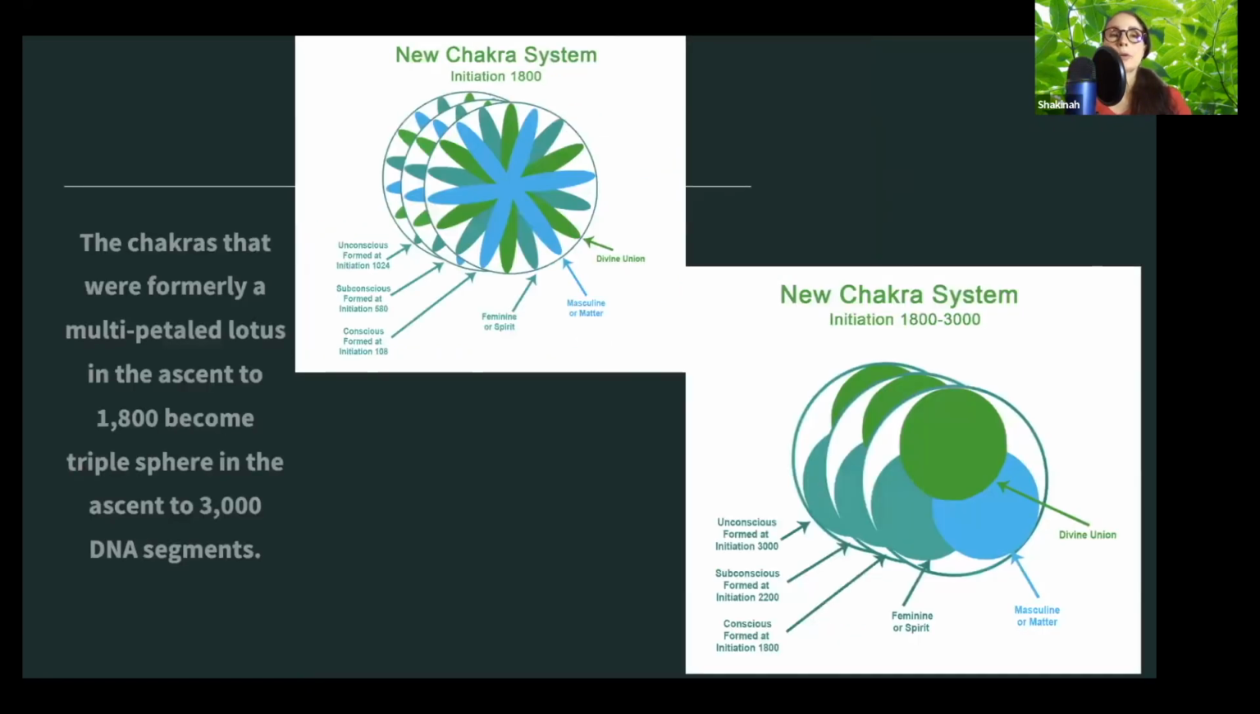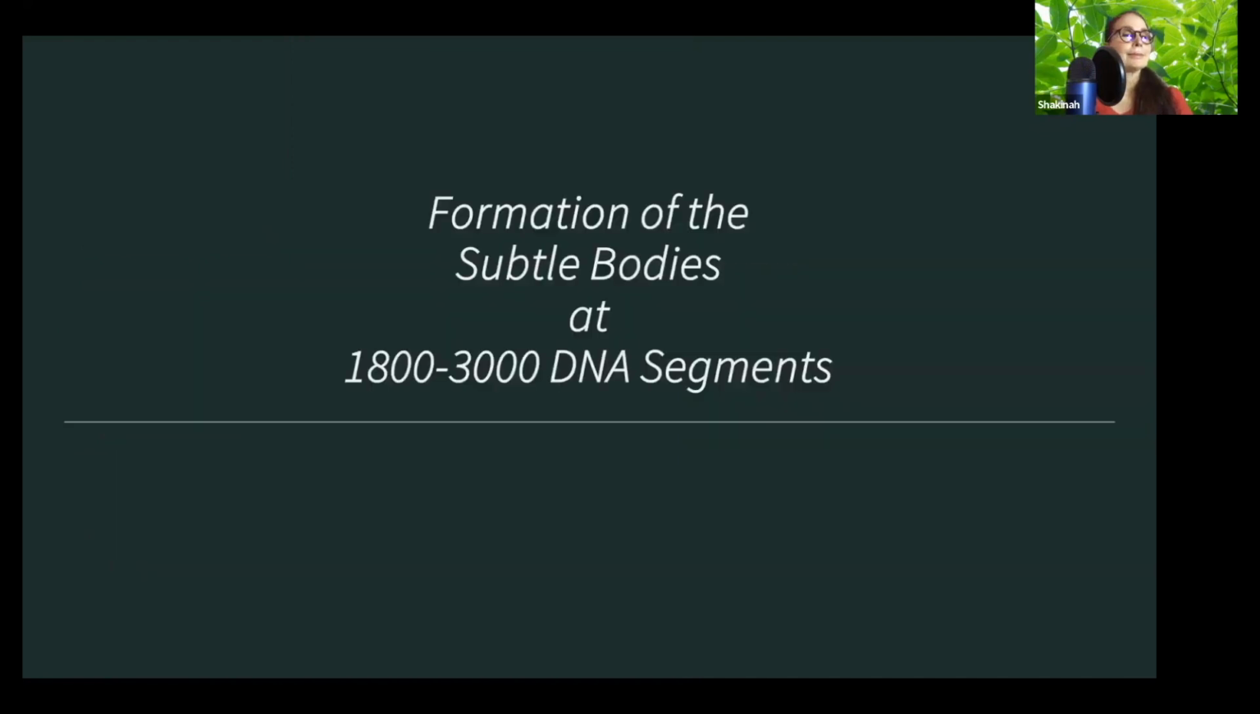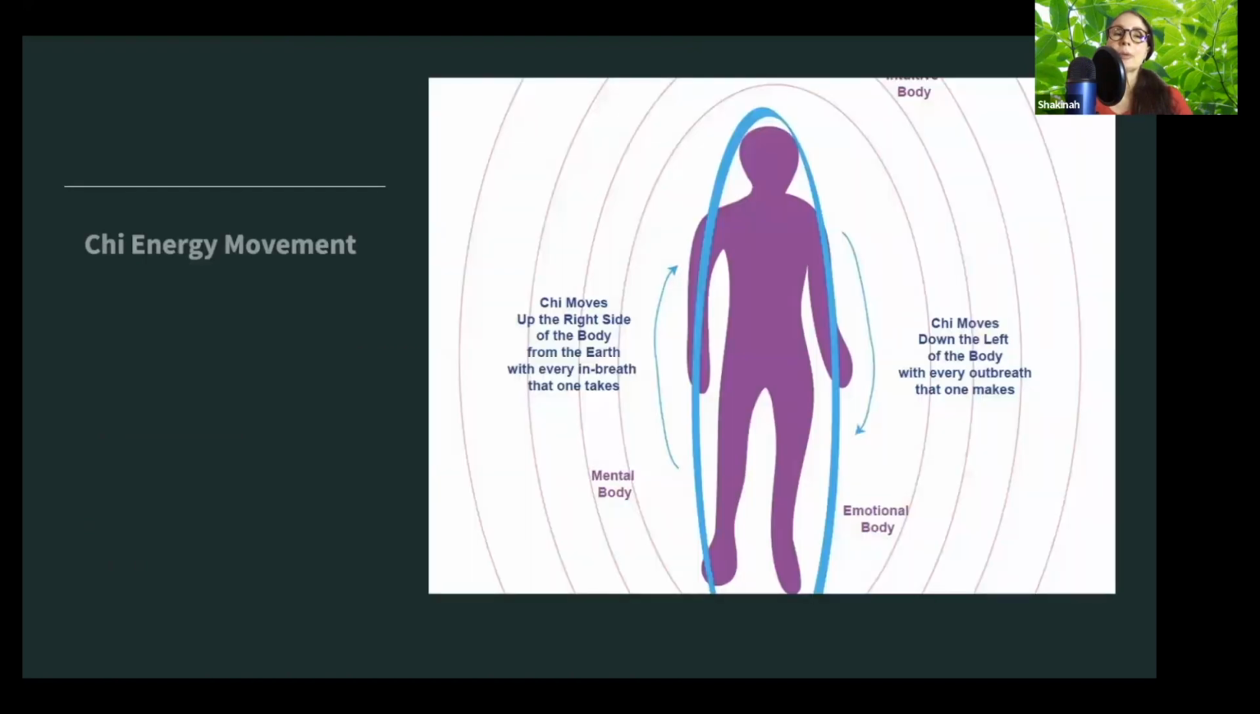The new chakras that were formerly a multi-petaled lotus in the ascent to 1800 become triple sphere in the ascent to 3000 DNA segments. Formation of the subtle bodies at 1800 to 3000 DNA segments. This is an example of what the chi energy movement looks like.